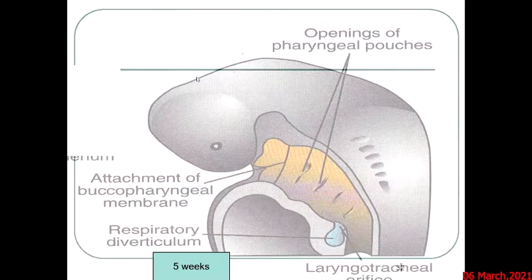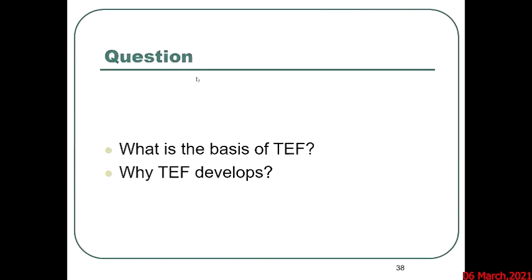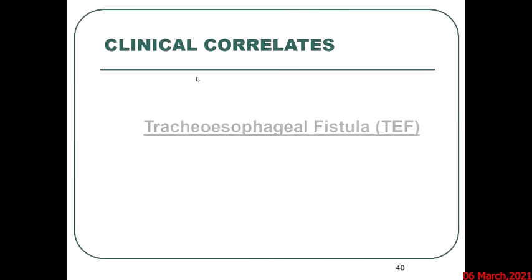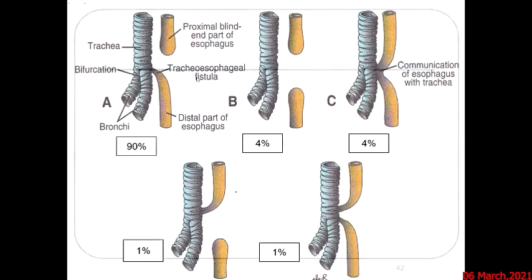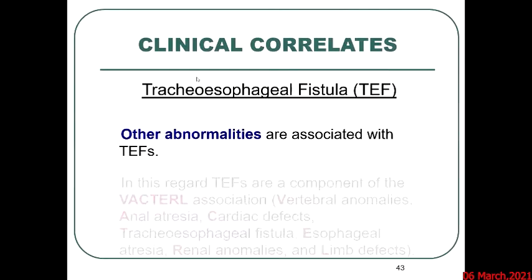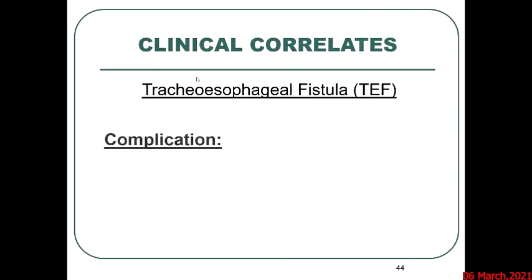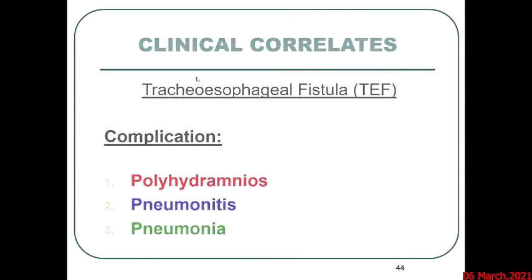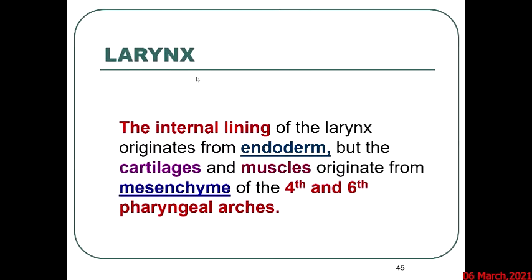So we have gone through this. This is not needed. I have gone through this. This is not needed yet. So internal lining of the larynx originates from the endoderm but the cartilages and muscles originate from mesenchyme of the 4th and 6th pharyngeal arches. Remember here, I haven't written except epiglottis, except epiglottis.